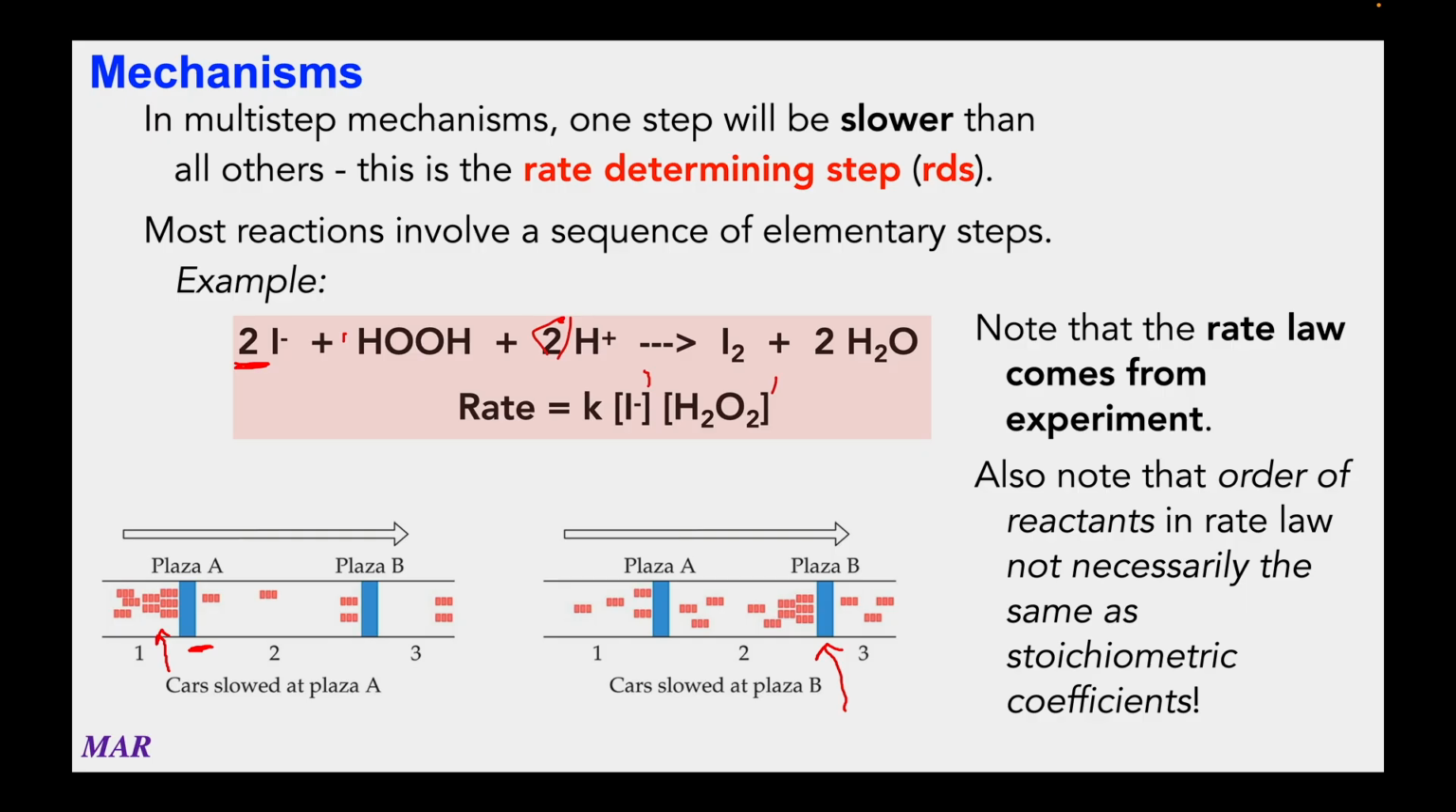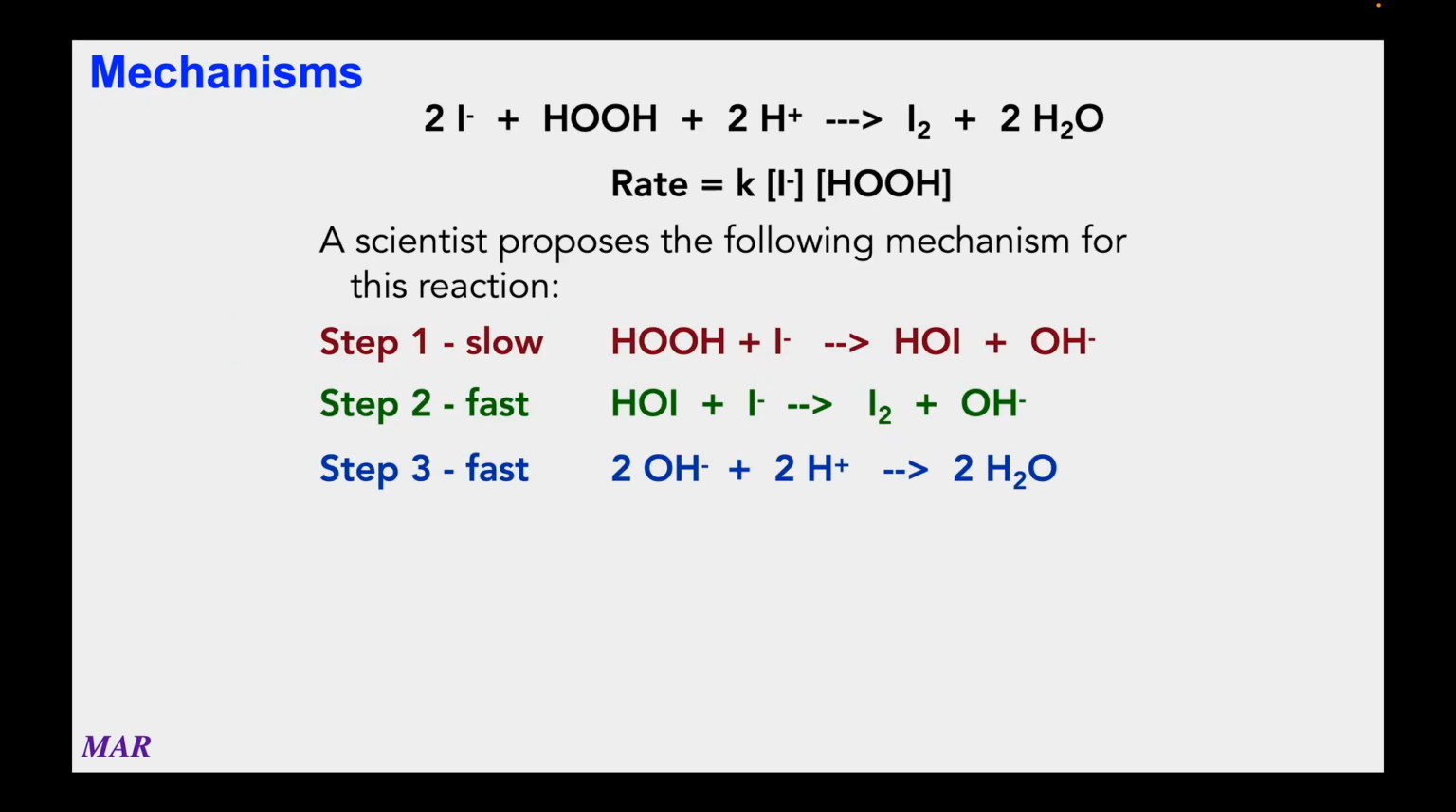If that helps, cool. Sometimes people find this visual helpful, but if it doesn't, just ignore it. A scientist has proposed the following mechanism for how iodide reacts with H2O2. You can see that this is a 3-step mechanism, so if we drew out a reaction diagram, it would have 3 humps. In the first step, hydrogen peroxide reacts with iodide. It makes hypoiodous acid, HOI, and hydroxide.